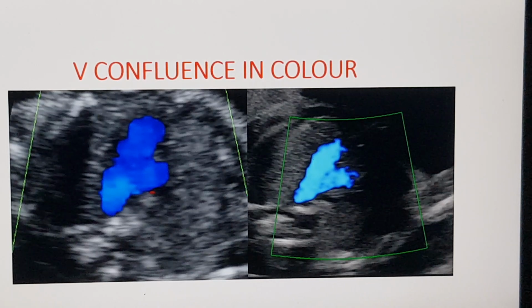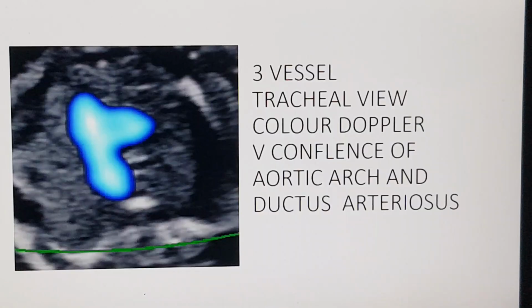On color Doppler, the three vessel tracheal view usually shows the ductal arch as a long structure and the aortic arch as a shorter structure, and both meet together in the shape of a colored V confluence. The SVC usually does not fill in this view, and you can see that the color in both the ductal arch and aortic arch should be the same, showing that there is antegrade flow away from the heart in both the ductal arch and aortic arch.